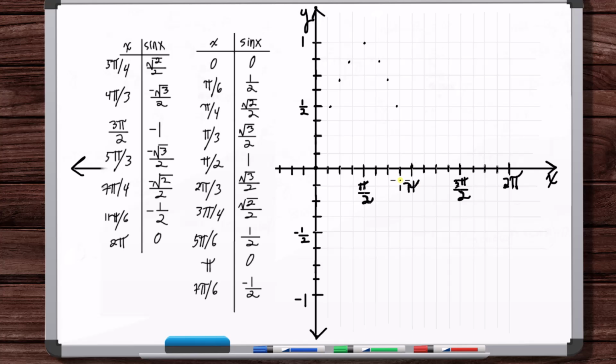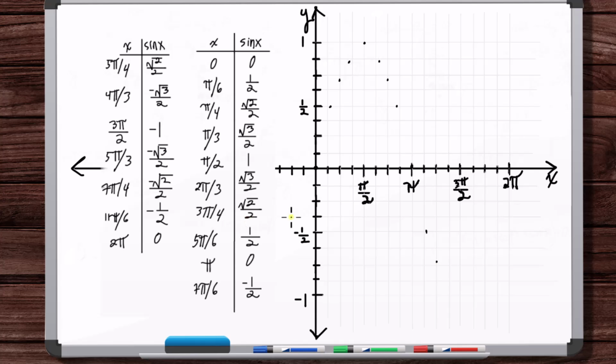Okay, so now 7 pi over 6, we go to minus 1/2, and so we can see the pattern here: we go one tick, a little bit past one tick, and then minus 1/2. Okay, then we're going to go to the second tick, and root 2 over 2 was about 0.71, so right before 3/4. Second tick, and then there's minus 3/4, so right before.